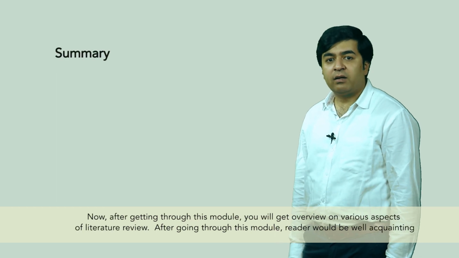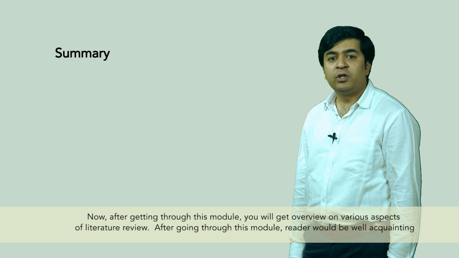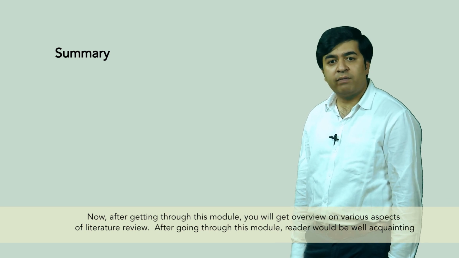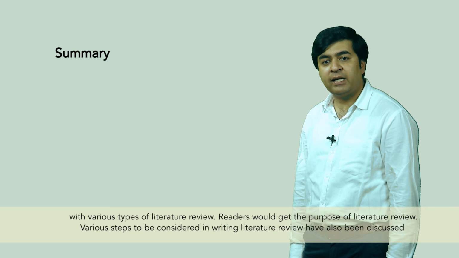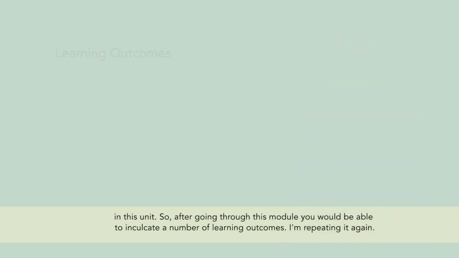Now, after getting through this module, you will get an overview of various aspects of literature review. After going through this module, the reader would be well acquainted with various types of literature review. Readers would get the purpose of literature review. Various steps to be considered in writing a literature review have also been discussed in this unit. So, after going through this module, you would be able to inculcate a number of learning outcomes.